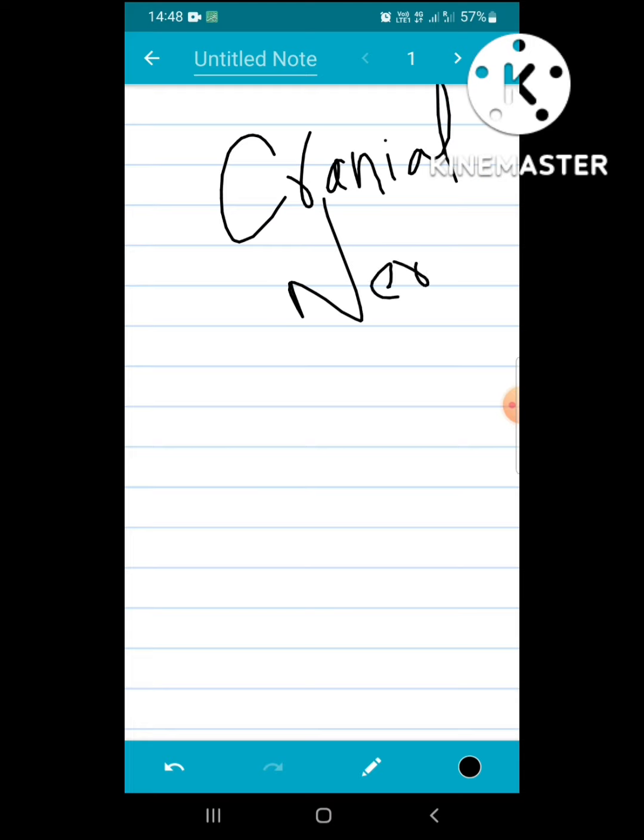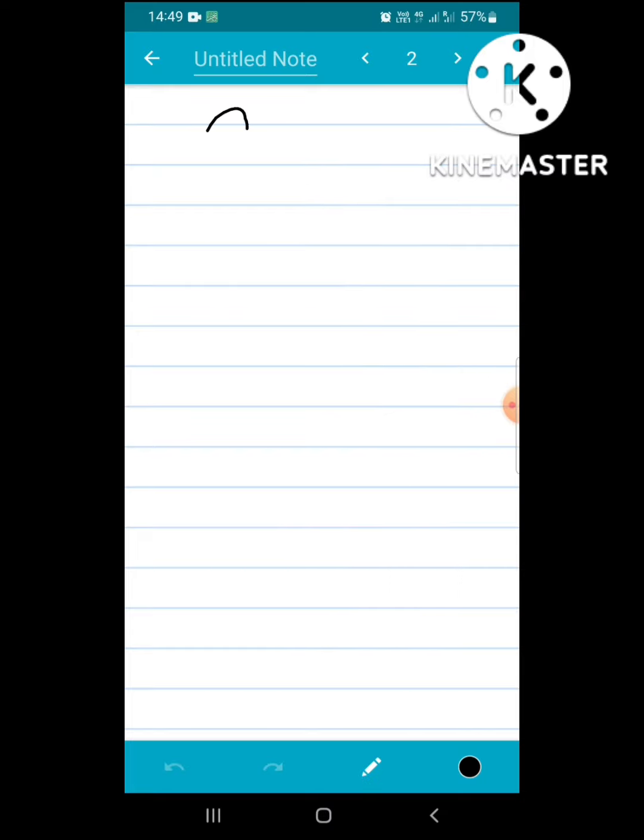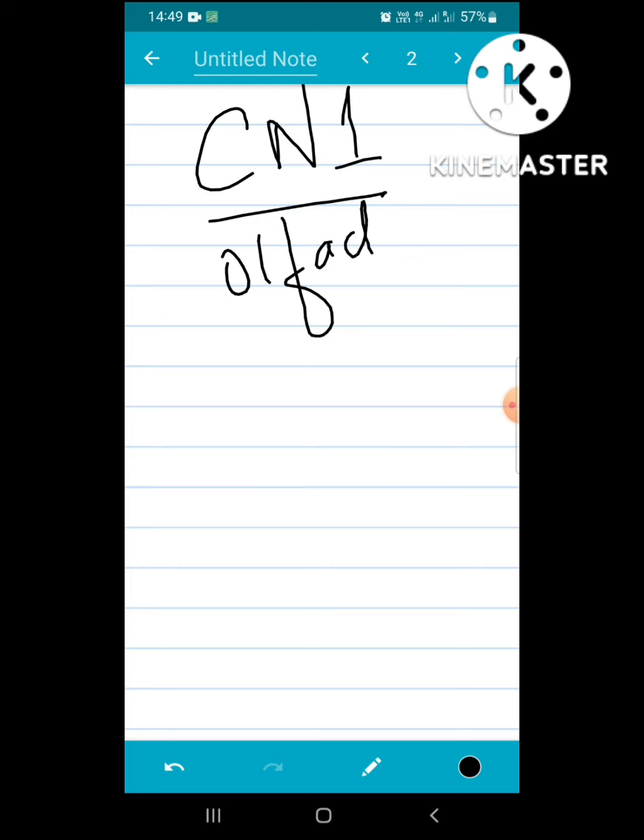Today we are going to look at cranial nerve examinations. As you know, there are 12 cranial nerves, so we'll look at each of them one by one. The first cranial nerve is your olfactory nerve. How do you examine the olfactory nerve to see if it's working perfectly? This is a simple test that you do in an outpatient department itself.